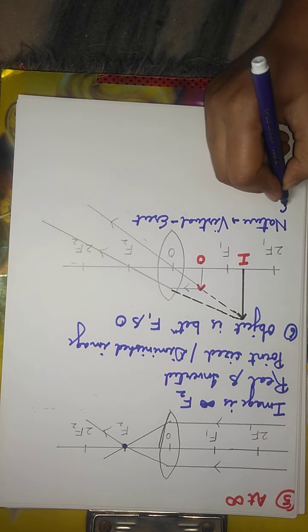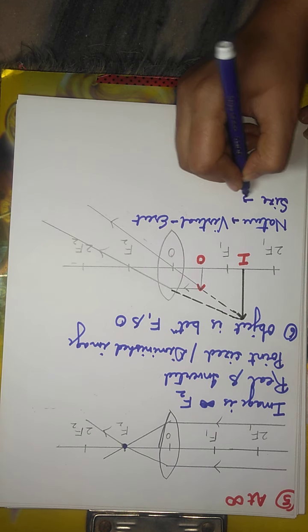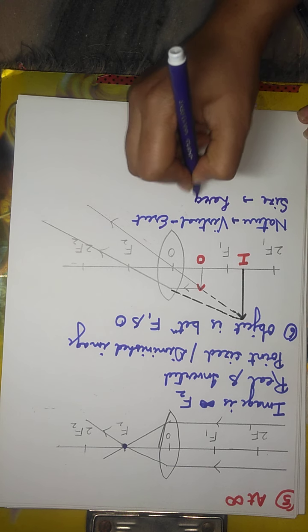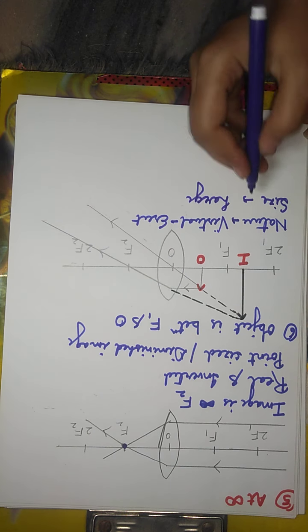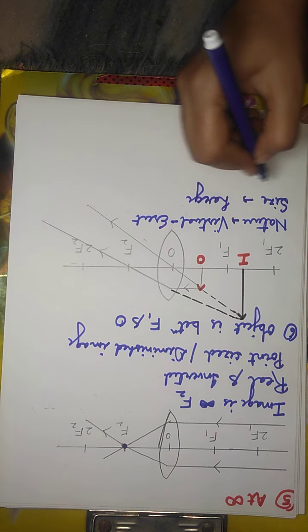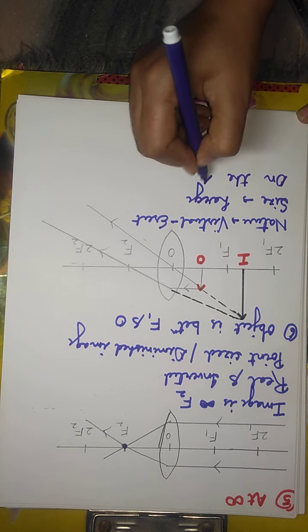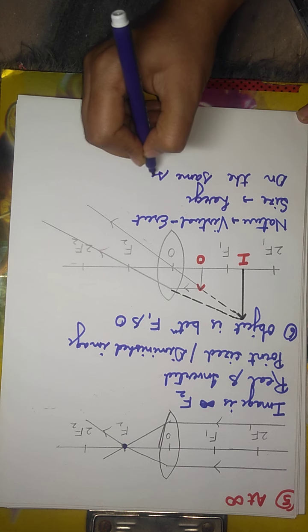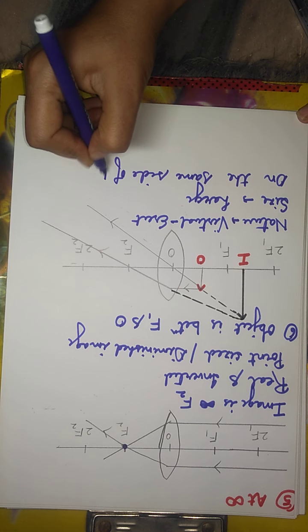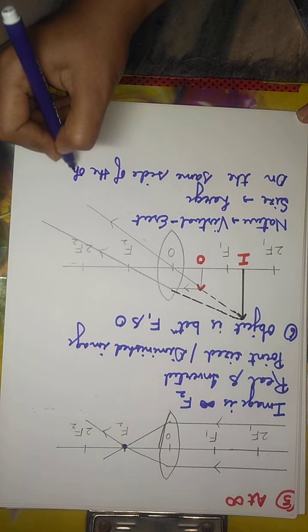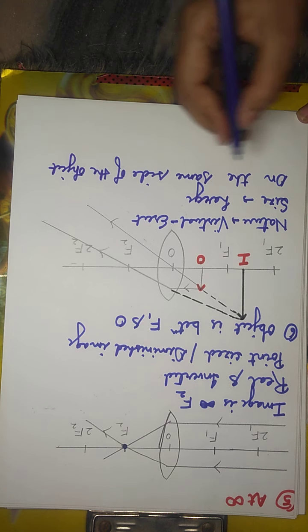Clear? And what about the size? The size is larger than the object. Clear? And what is the location? It is on the same side of the lens, the same side as the object placed.